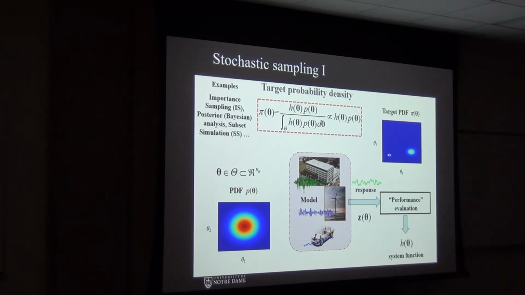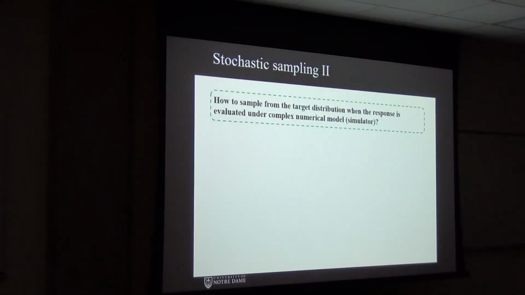These appear, for example, when you try to do importance sampling or rare event simulation, subset simulation, or even when you do Bayesian analysis. In this case, for Bayesian inference, this would have been your posterior distribution, and this system function would have been your likelihood function. So we try to get samples from this target density pi of theta that involves a function that is related to the response of my expensive to simulate model.